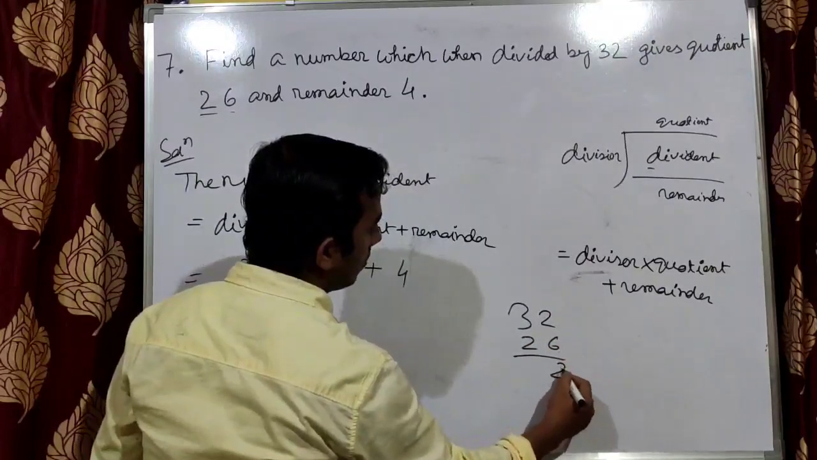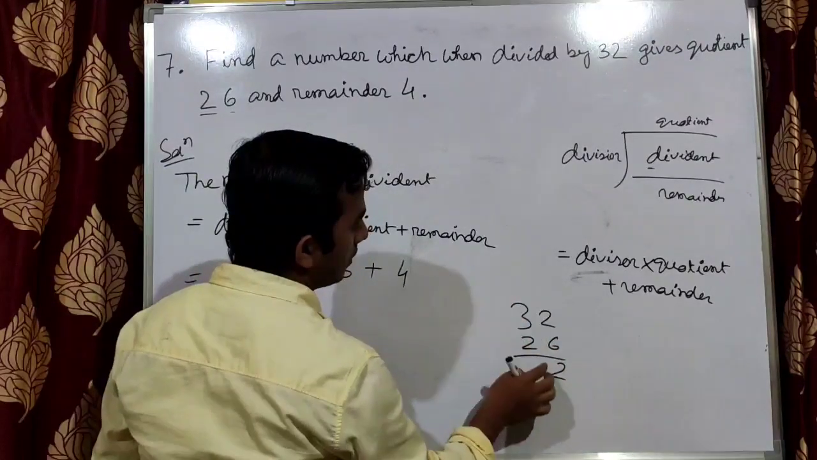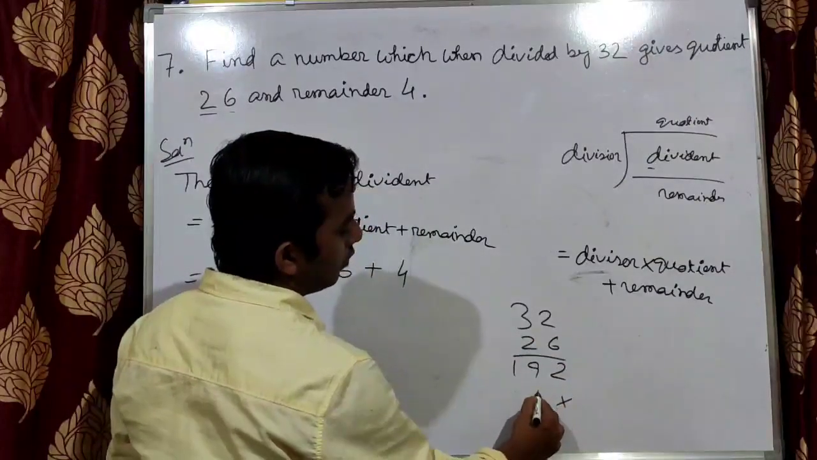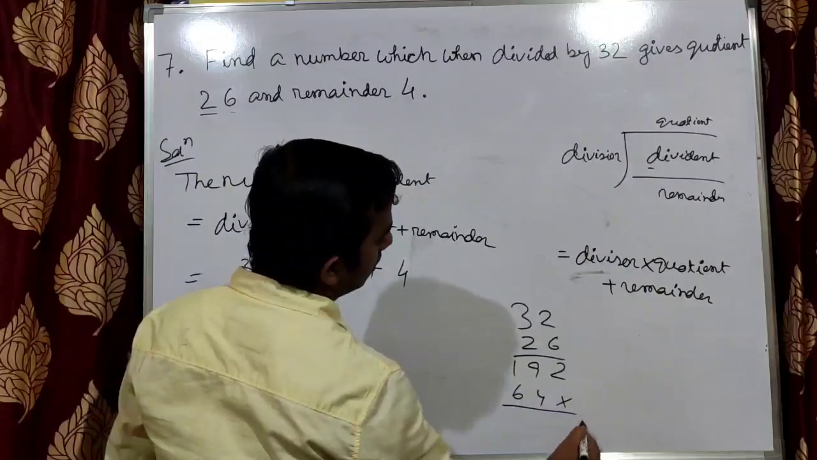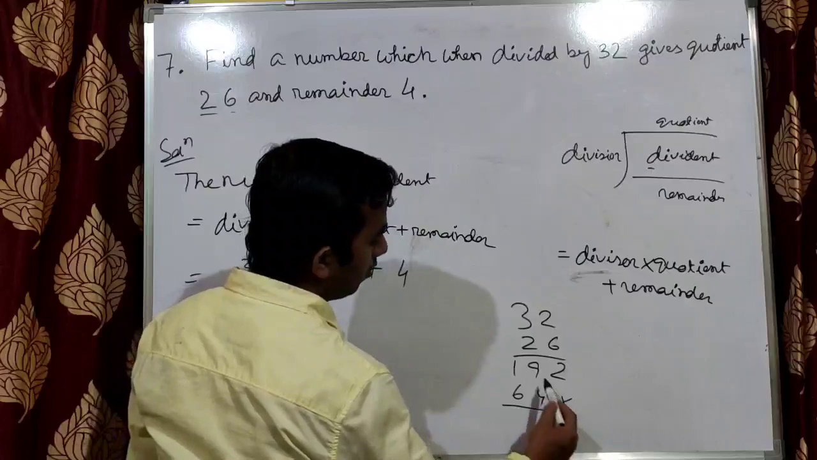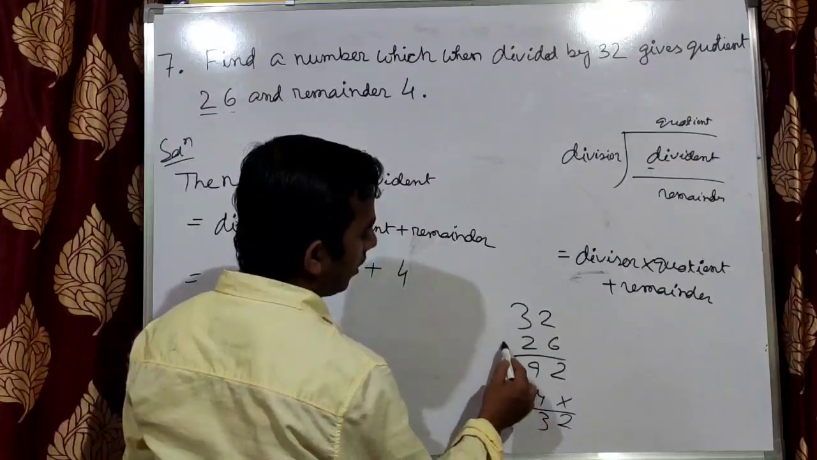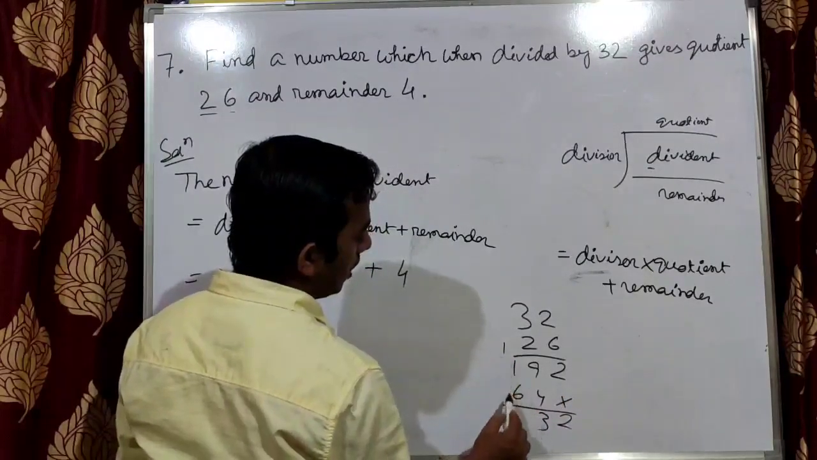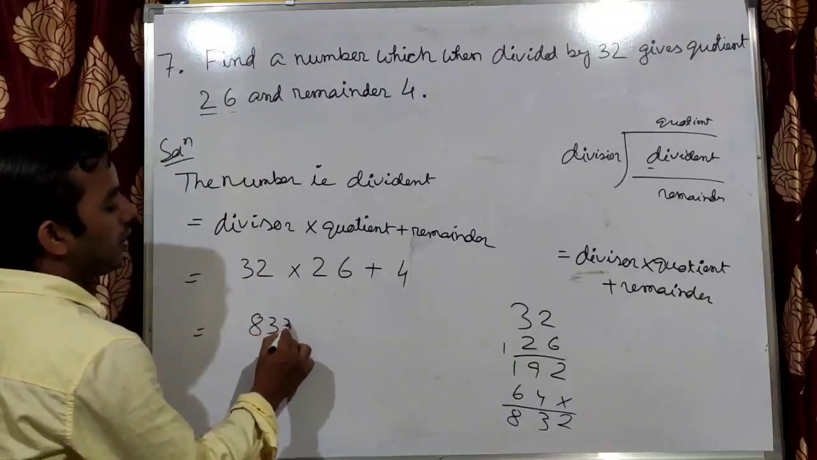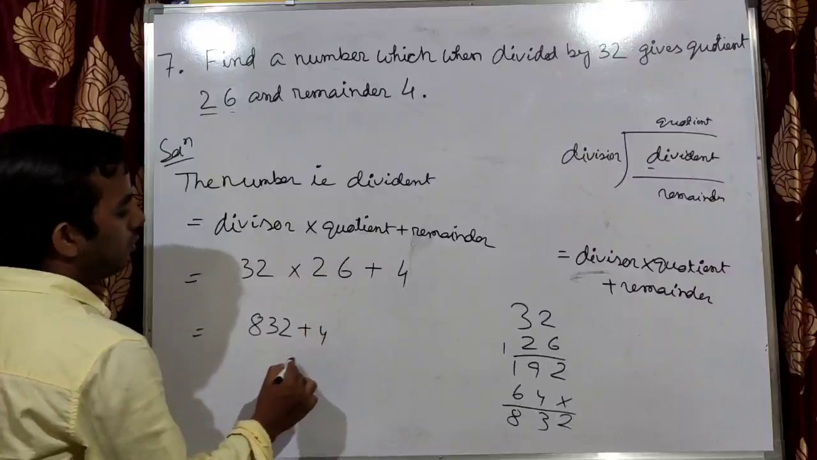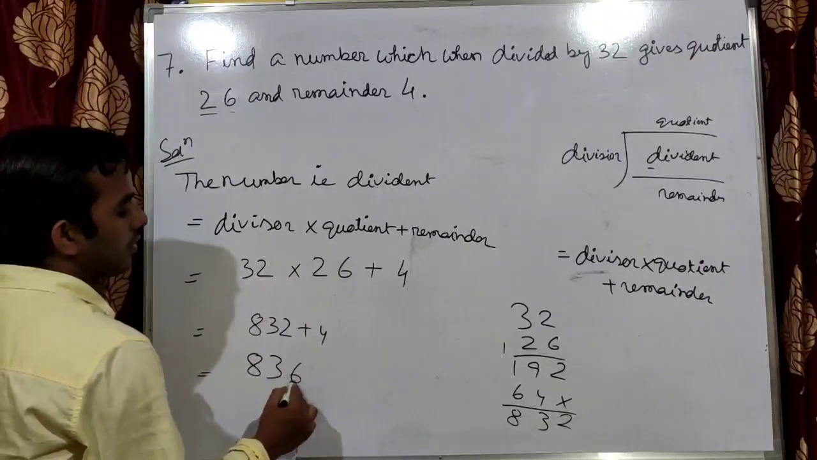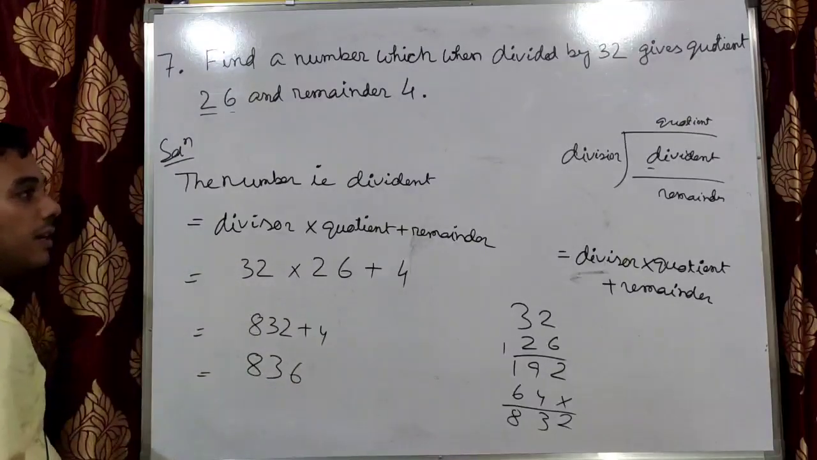6 into 2 is 12, 3 into 6 is 18, then 1 plus 8 is 9. 2 into 2 is 4, 3 into 2 is 6. So 2, 9 plus 4 is 13, then 1, 6, 7, 8, so 832. 832 plus 4, that means 836. So our dividend is 836.